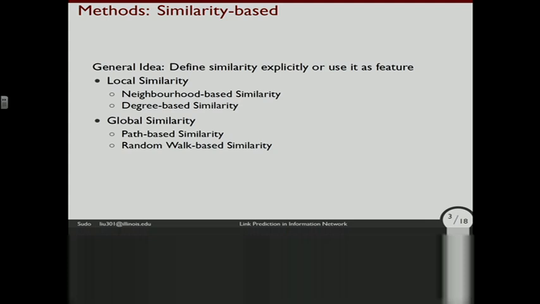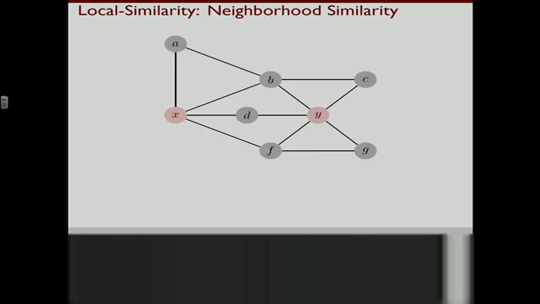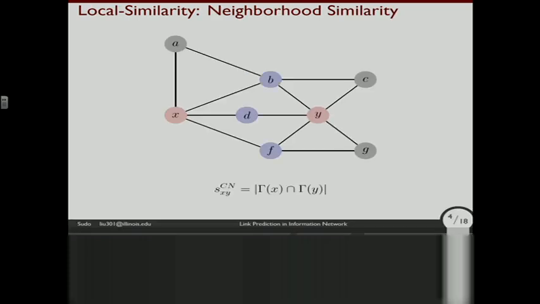The similarity definition could be divided into two parts. The first part is local similarity, which considers only two nodes. Or you could define global similarities, which consider the whole graph. I will go into the detail. For local similarities, one of the most common is common neighborhood, which was introduced in the previous survey.